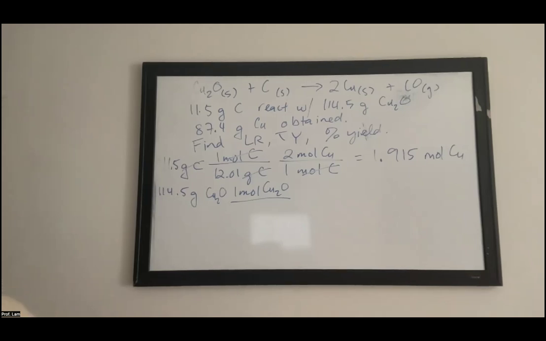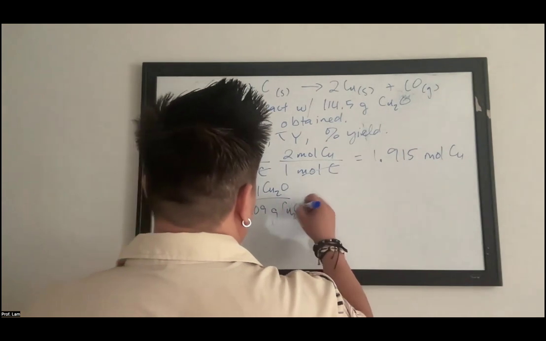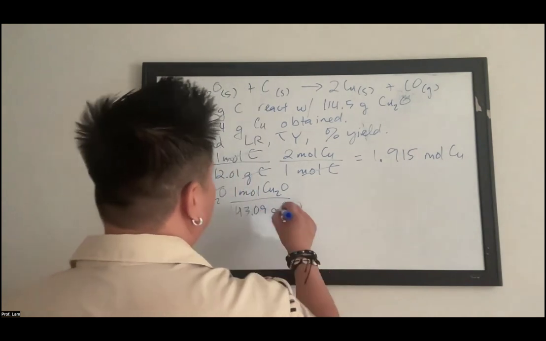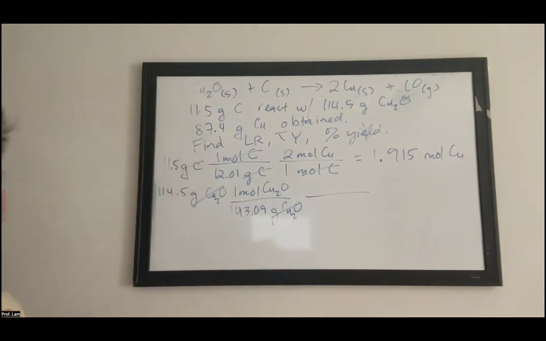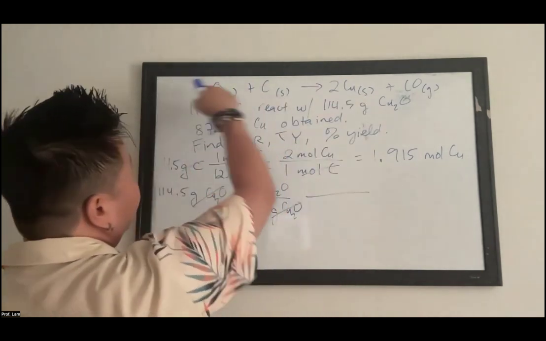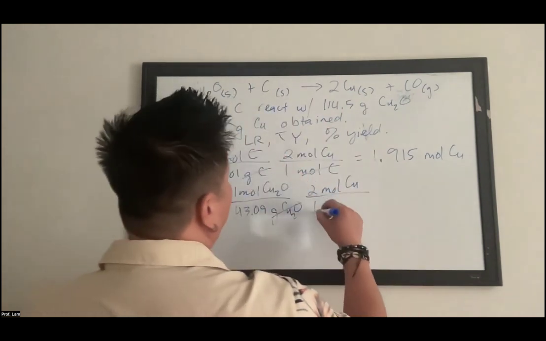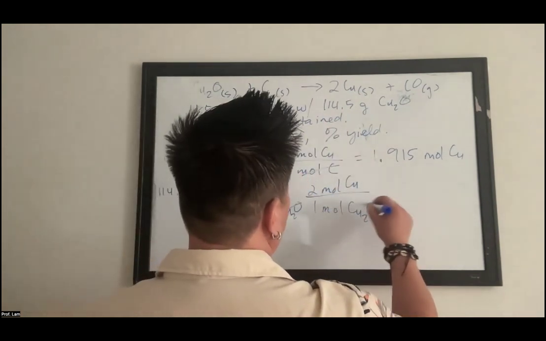It's going to be 143.09 grams of Cu2O. Okay. And then we need the mole-to-mole ratio between Cu2O and Cu. Okay, so 2 moles of Cu on top still. Now it's 1 mole of Cu2O.